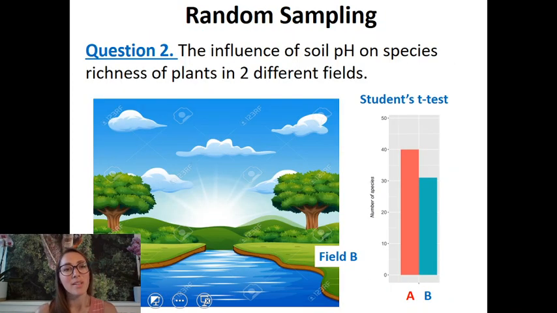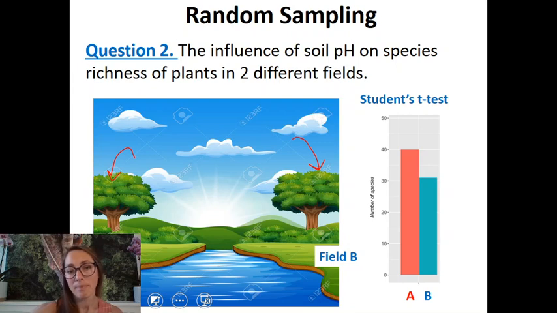Okay, random sampling. So question 2, the influences of soil pH on species richness of plants in 2 different fields. So let's imagine we've got field A and field B, and they're separated by a river. And you went for a walk and you noticed that actually it looked like the species richness was different in field A compared to field B.